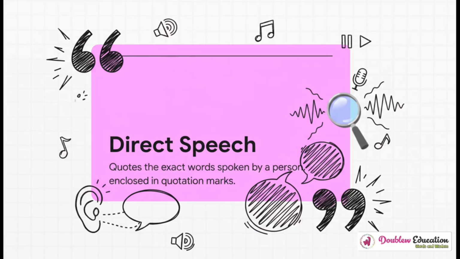Okay, let's start with direct speech. Honestly, this is the easy one. You're basically just quoting someone, word for word. The biggest clue? You'll always see those speech marks hugging the sentence. It's like you hit record on what they said, and you're just playing it back.